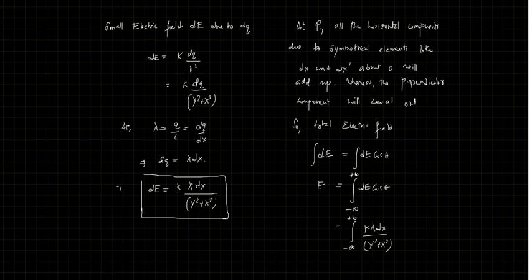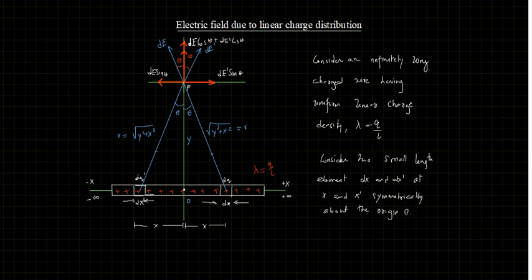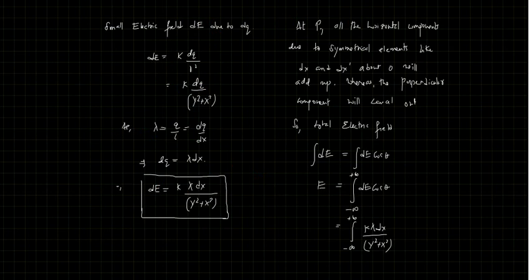Look at the triangle here. From this triangle, cos theta is base by hypotenuse, so y by r, which is y by y square plus x square to the power half. Correct? Now this limit, minus infinity to plus infinity, how do we integrate this? In order to integrate this, we will make a substitution. This is done by the substitution method.